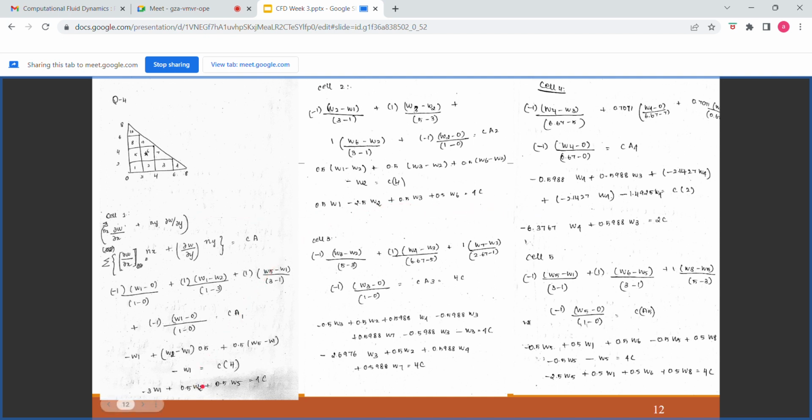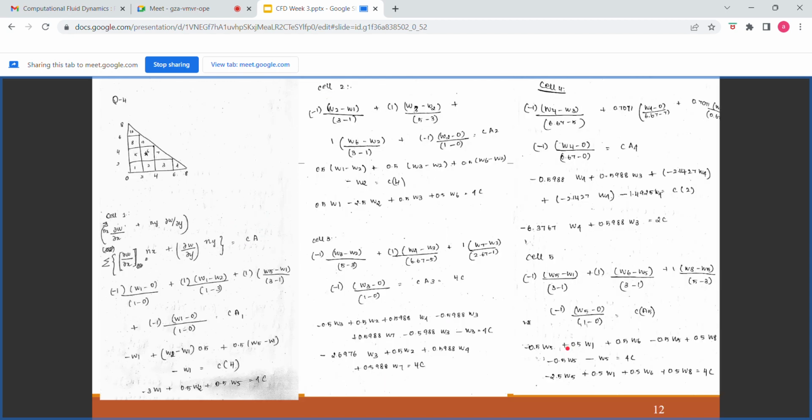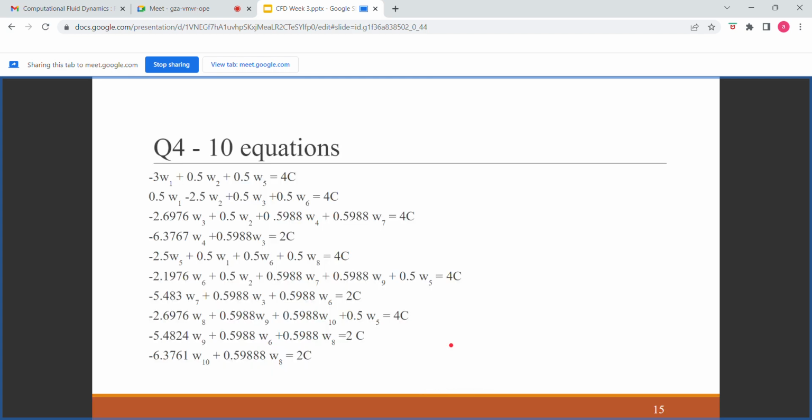This is for cell 1, cell 2, cell 3, cell 4, cell 5, and this is for cell 4 and 5, cell 6, cell 7, cell 8, cell 9, and this is for cell 10. So we are getting 10 equations. These are the equations that we will get when we solve all those cells separately using the finite volume approach.